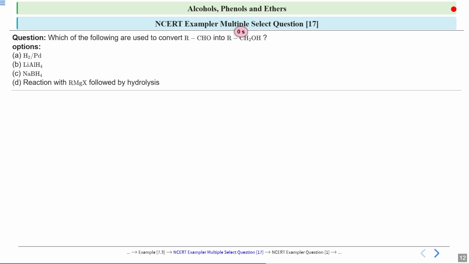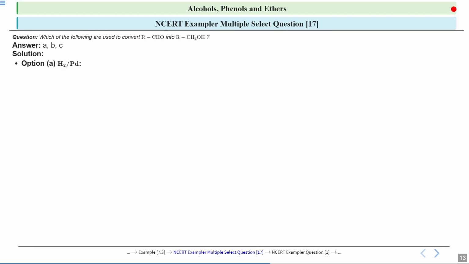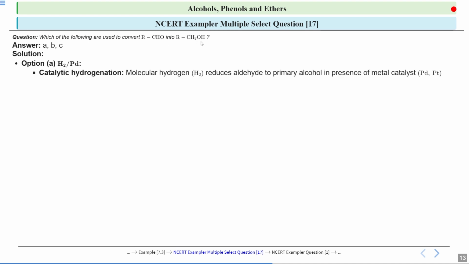Okay, now let's see the solution. So the correct options are A, B and C. That is, A, B and C will reduce your aldehyde group to your alcohol group. Now first option is H2/Pd. So remember while doing the alcohols, I told you about the catalytic hydrogenation. In catalytic hydrogenation, your molecular hydrogen H2 reduces aldehyde to primary alcohol in presence of a metal catalyst. And that catalyst can be palladium, platinum or nickel.